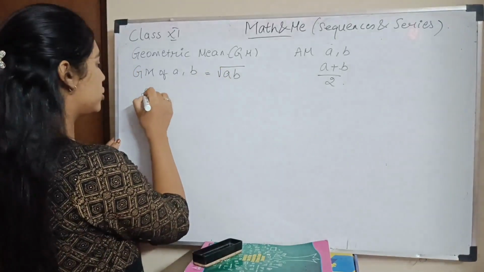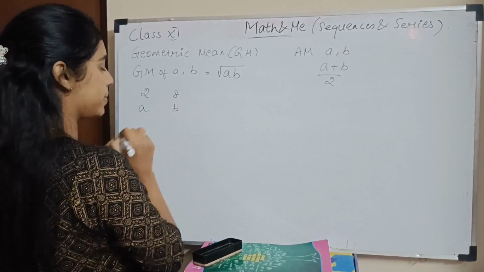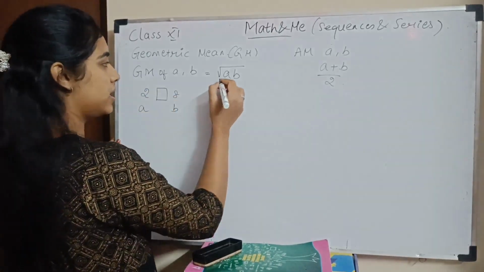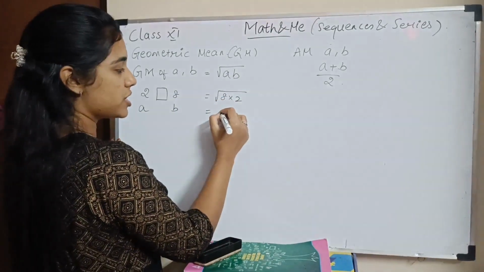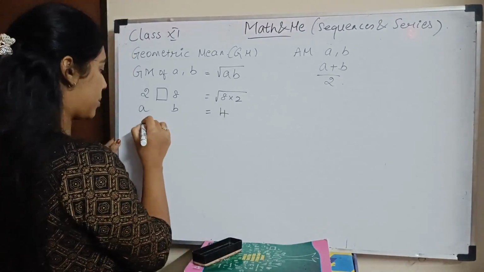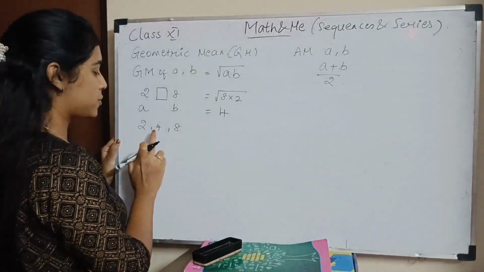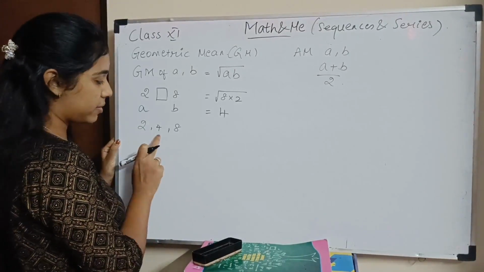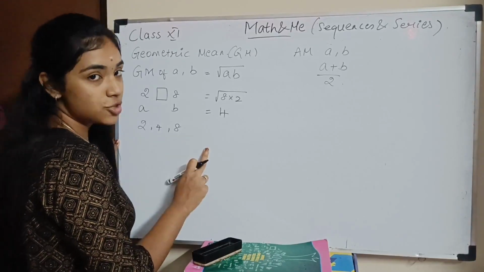When you have 2 as your A and 8 as your B, what is my geometric mean? Center la irukra number enna? It is root of A times B, which is 8 times 2, which is root 16, 4. 2, 4, 8 is a geometric progression. So that's why 4 is the geometric mean. Do you see why? 4 divided by 2 is 2, 8 divided by 4 is 2. Common ratio same. Hence the given sequence is a geometric progression.